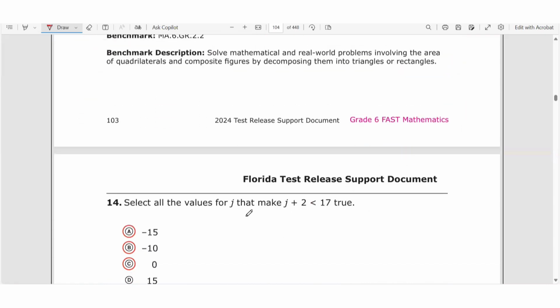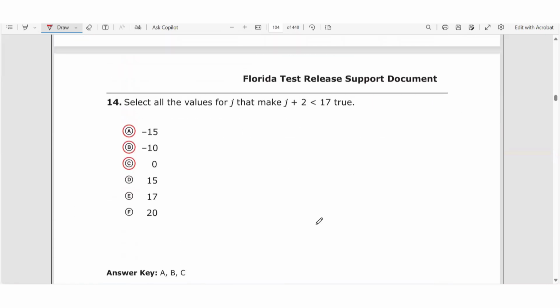Now let's take a look at the 14th question. It says, select all the values for j that make j plus 2 less than 17 true. So we're going to solve this so that we could know what j is. For example, you're going to subtract 2 from both sides because the intention is to isolate the j. So j is less than 15. And what it means is that 15 is not a part of my answer.